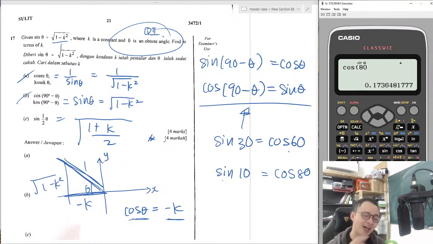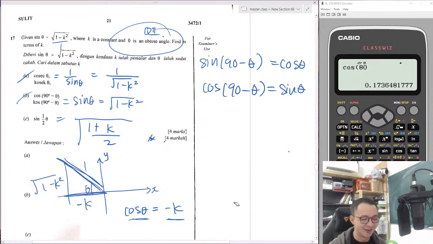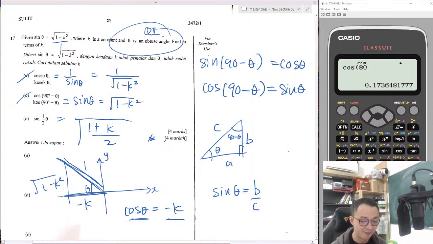So basically the easiest way I can teach is you just memorize it. If you don't like to memorize and you want to understand it, you need to draw the triangle. It will take me some time to explain this, but I'll try. Right, this is 90 minus theta. Let's say this is A, B, and C. So let's say sine theta first. Sine is what? Opposite over hypotenuse, right? So it's B over C.